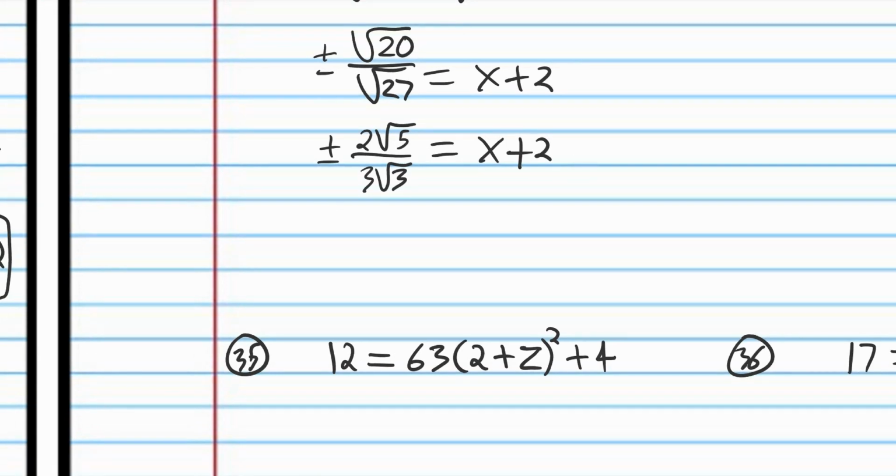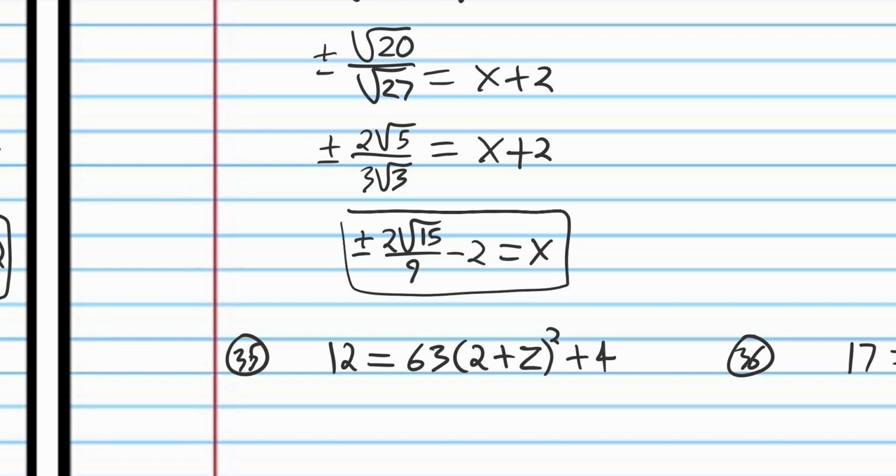All right, so we pulled out the perfect squares. And now we're going to multiply both sides by root 3. And we get 2 root 15. And that's it. That's the final answer.